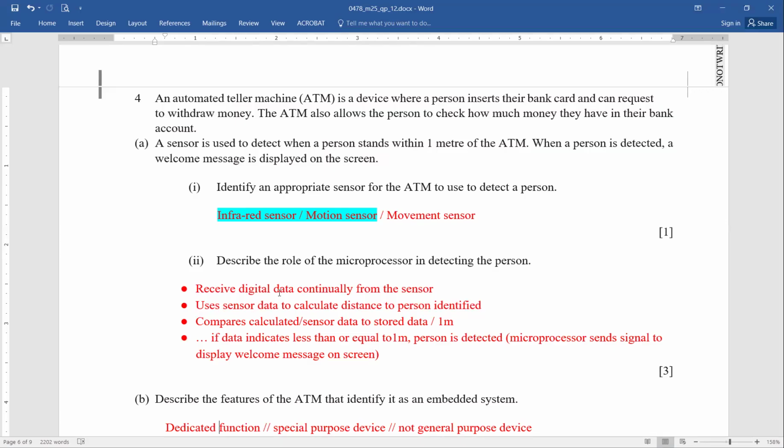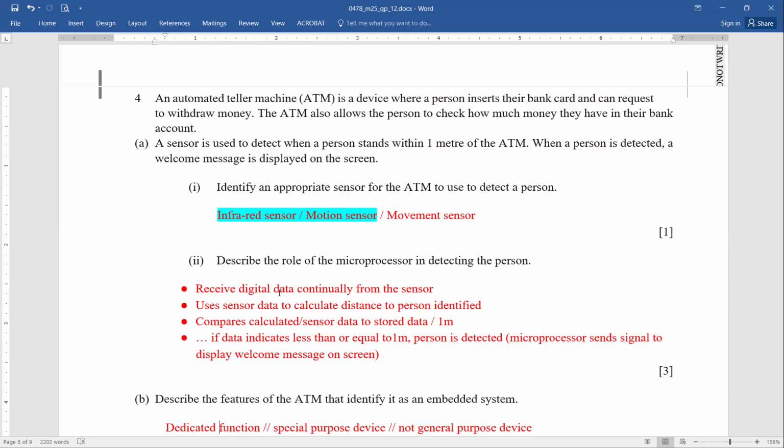The first one is constantly sending the digitized data from the sensor to the processor, then comparing it with the value that is stored, so that the object can be detected. So it checks whether there is any person in the closest location of 1 meter.